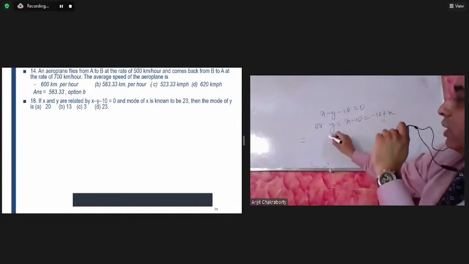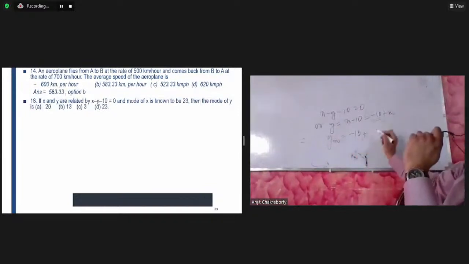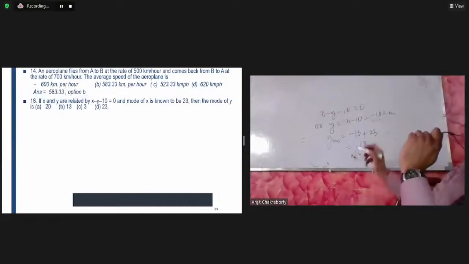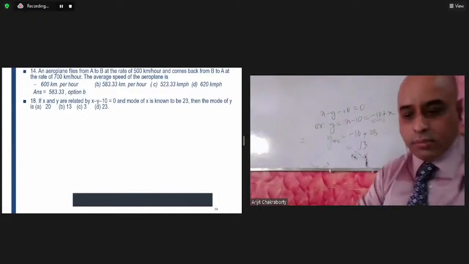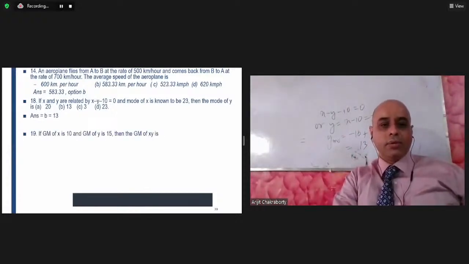So the mode of y will be minus 10 plus the mode of x. Mode of x is how much? 23. So minus 10 plus 23, it will be 23 minus 10. That is, the answer should be 13. Option number B, 13. 19th question, if GM of x is 10.